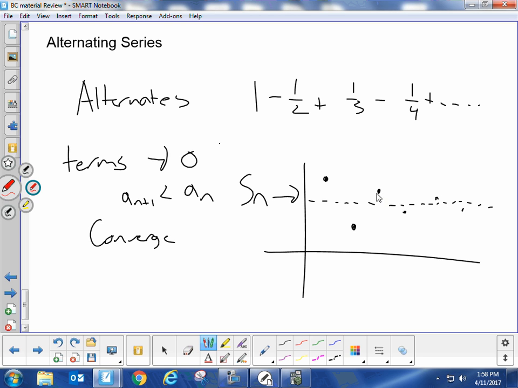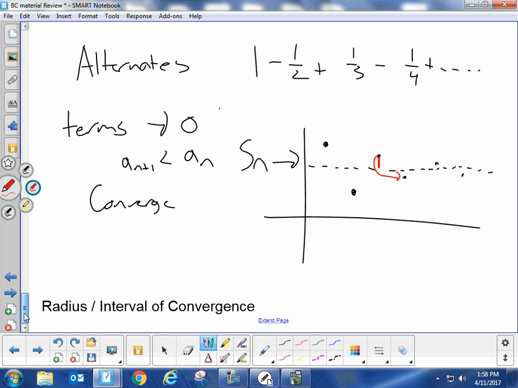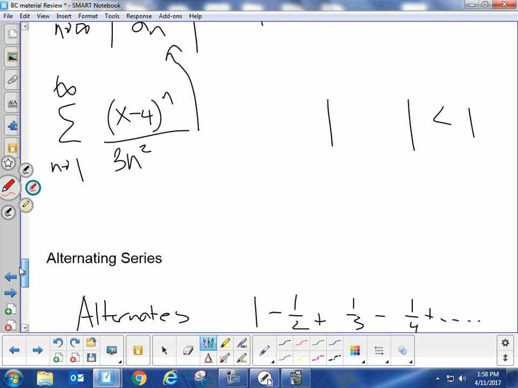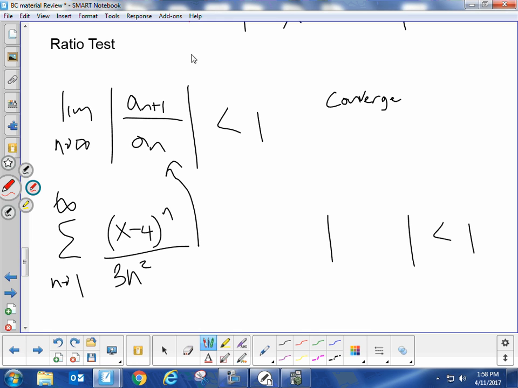Our error, the distance between our partial sum and the actual value, is always less than however much I add or subtract to get to the next term. So that helps. Radius and interval of convergence will come from using the ratio test. If I end up with something like absolute x has to be less than 3, this is what we would consider a radius of convergence.